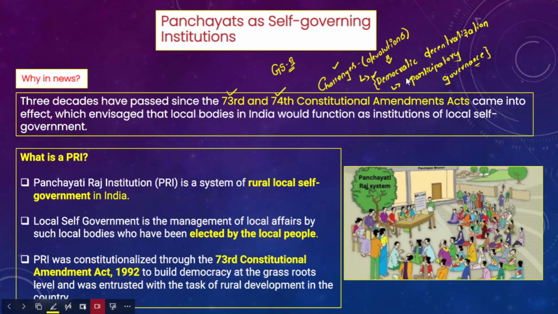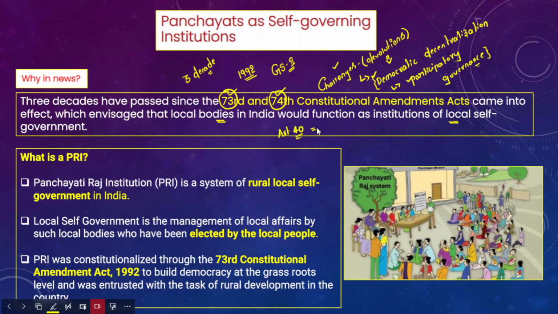So in this context, we will be discussing all those dimensions with respect to the 73rd and 74th Constitutional Amendment Acts. The content that we are providing here is very important. If possible, make notes of the content as well. Why are the 73rd and 74th Constitutional Amendment Acts in the news? They were passed in 1992, so almost three decades have passed since these two amendments were passed. It is envisaged that local bodies in India would function as institutions of local self-governance, and this is mentioned under Article 40 of the Indian Constitution.